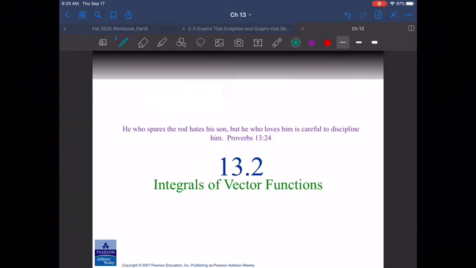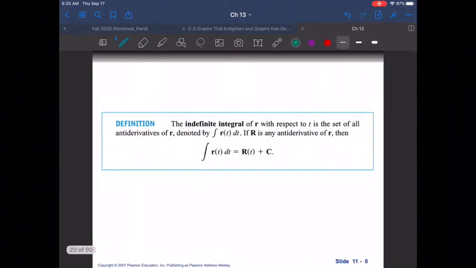All right, we're going to get started here with section 13.2, integrals of vector functions. Hopefully this will be very straightforward to you. We're just extending this idea of integrating scalar functions into vector functions, and it's actually pretty straightforward.